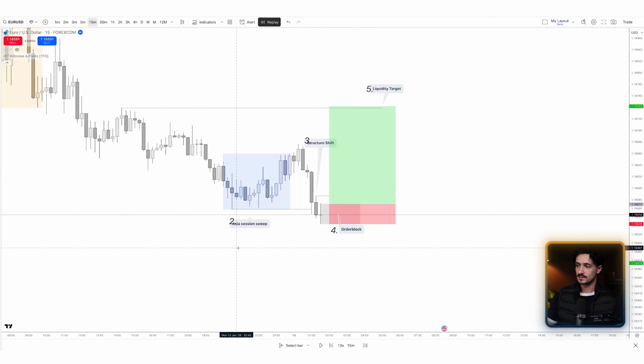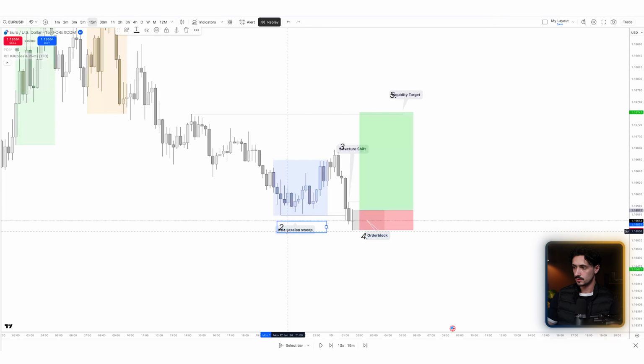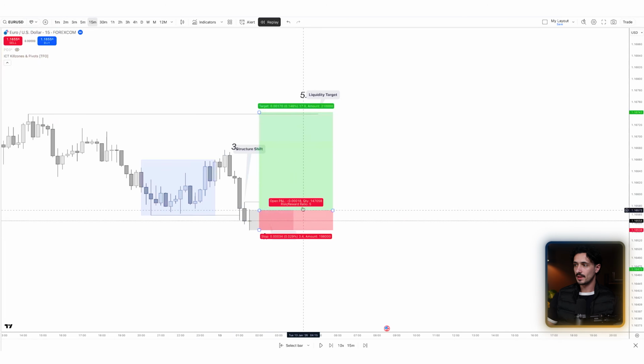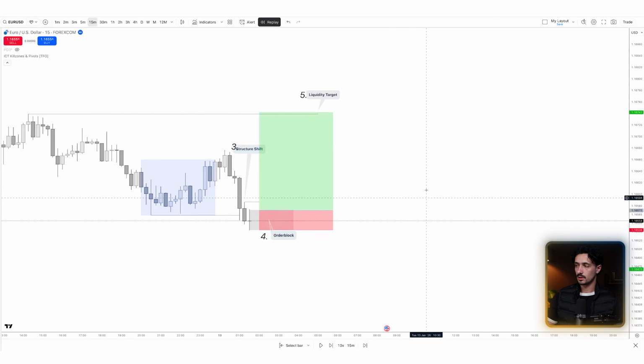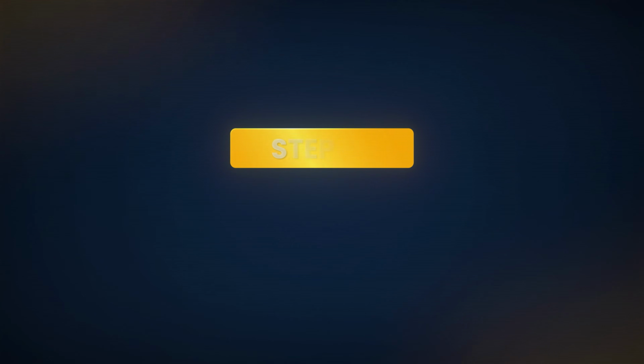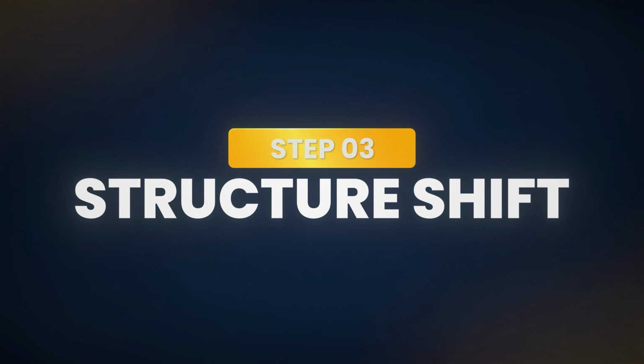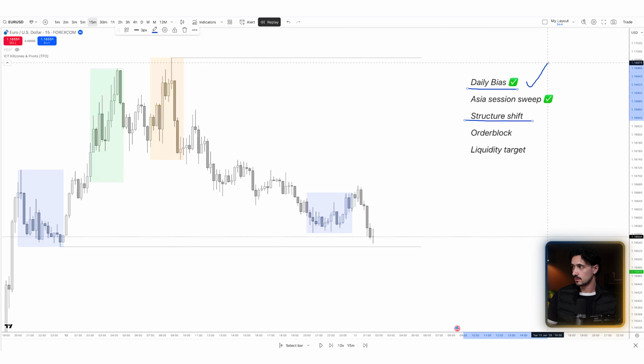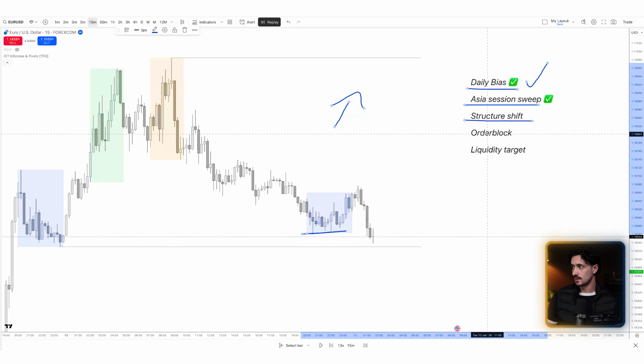So now we've had step number 2, which is our Asian session sweep. So we can go ahead and remove that. Now we have structure shift, order block, and liquidity target remaining. Next is our structure shift. We've had a daily bias, which is bullish. We've had an Asia session sweep, which was down here. Now we need to identify our structural shift.